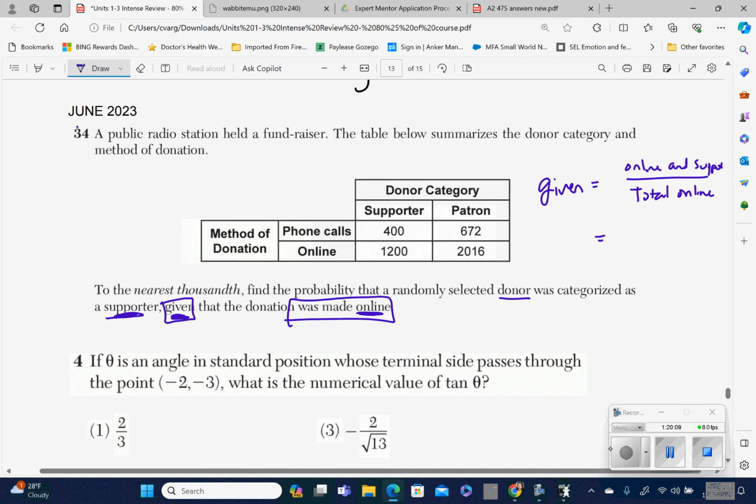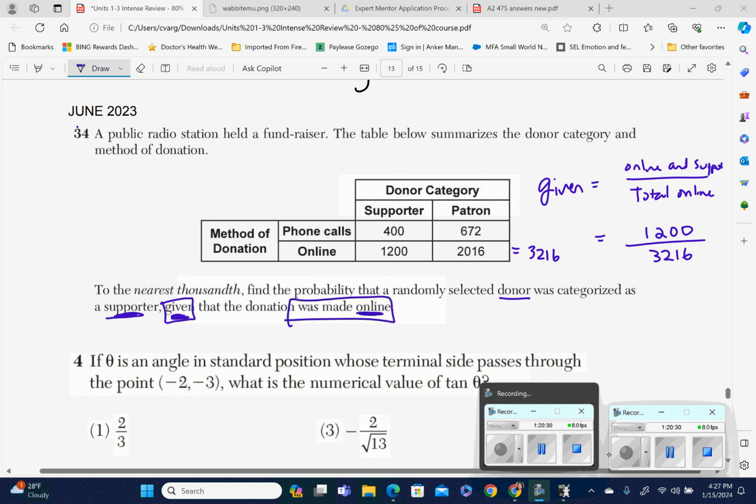So here I'm just going to go ahead and show you what I mean. So online and supporter, right? Those are our two categories. So that is 1200. So 1200 goes on top. Okay. And then the total number of online. Okay. So we're going to go to online total. We're going to take these numbers here and we're going to add them up. So when we add them up, we get 3216.